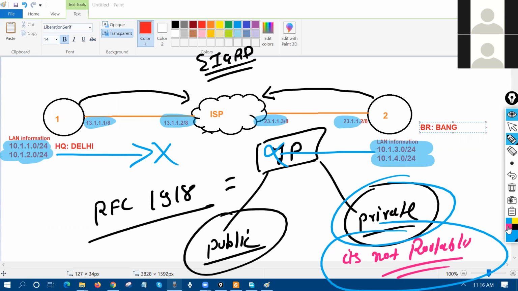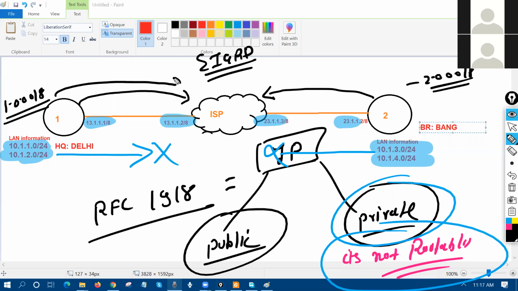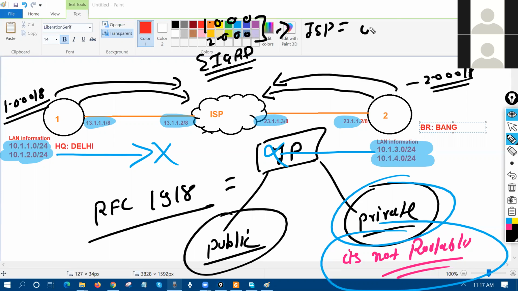Second issue: take the example that you still use public IPs, say 1.0.0.0/8 on R1 and 2.0.0.0/8 on R2. What happens if you use public IPs on the LAN side? R1 needs to share all this information with the ISP, and R2 needs to send all its information to the ISP. It means the ISP is going to maintain this LAN information, right? And the ISP is a totally untrusted network.